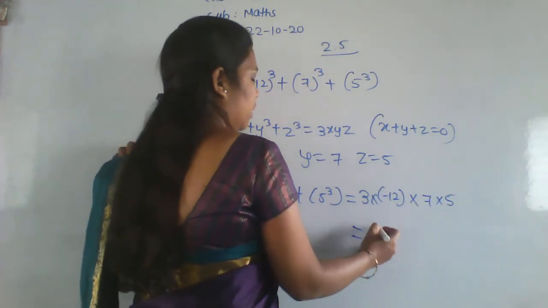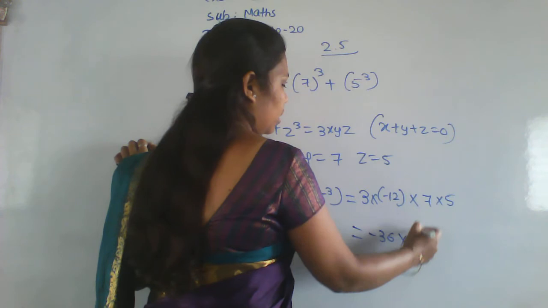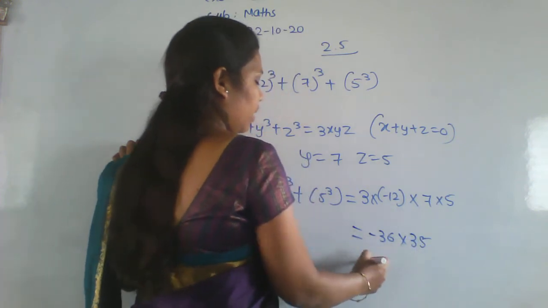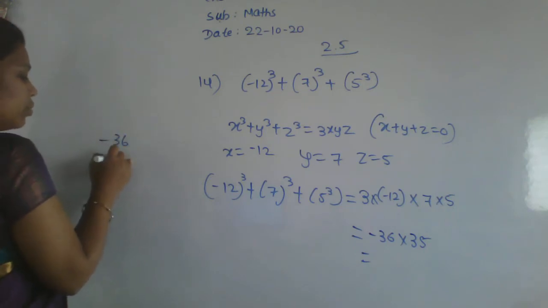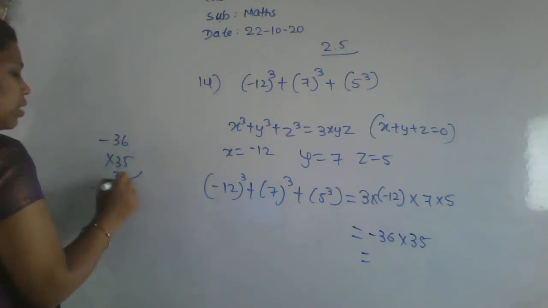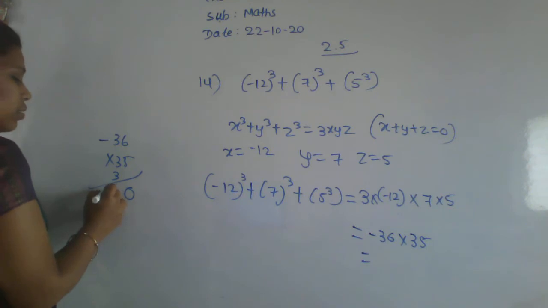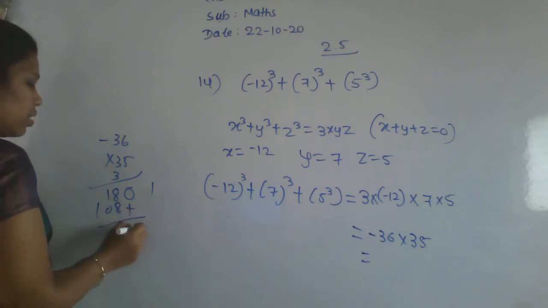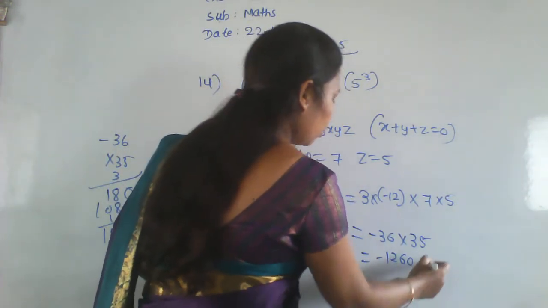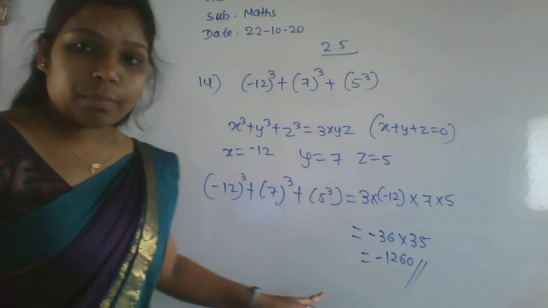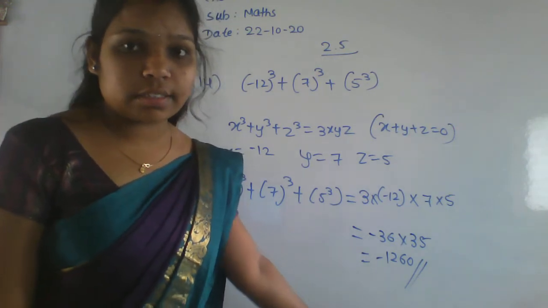Here 12 3 is 36, into here 7 5 is 35. Now multiply 36 into 35. 5 6 is 30. 5 3 is 15, 15 plus 3 is 18. 3 6 is 18, 1 carry. 3 is 9. 10 here. Okay, so 0, 8 is 16. 2, 1. What is the answer here? Minus 1260 is the answer.